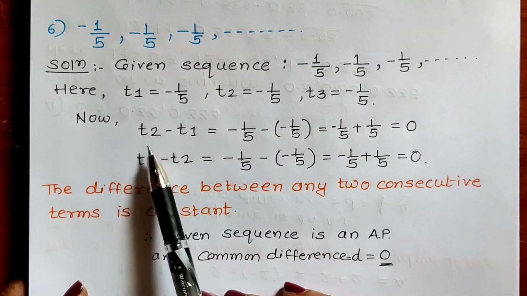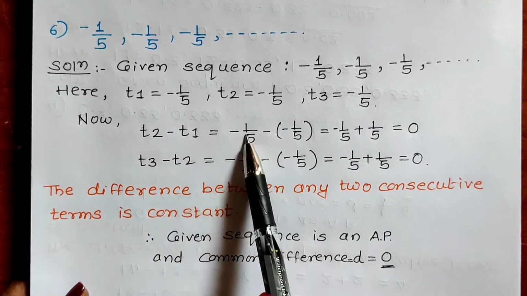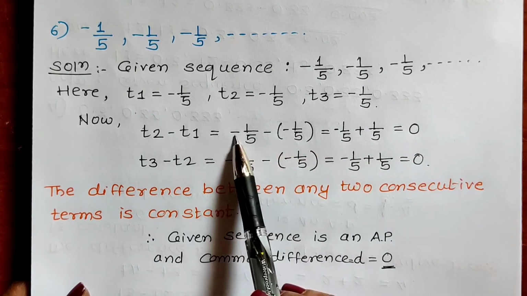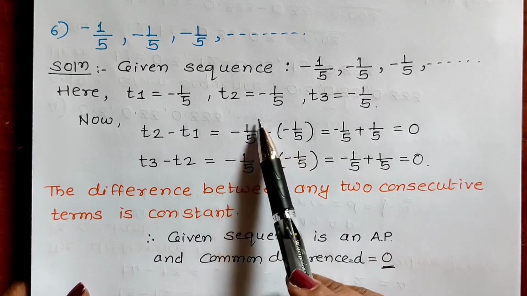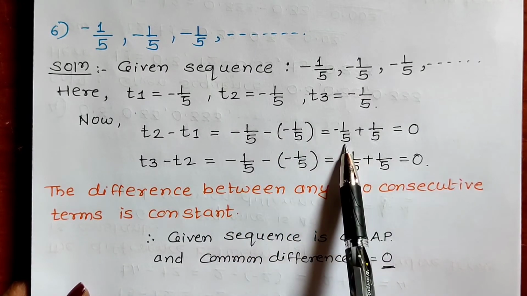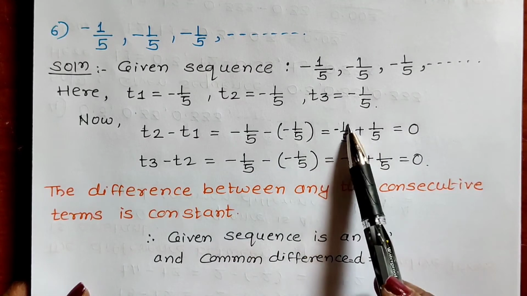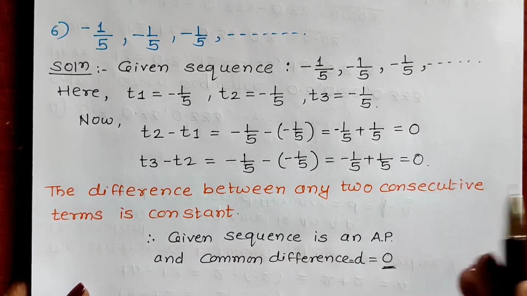Now what do we have to do? t2 minus t1, second term minus first term. The second term is also minus 1 upon 5, the first term is also minus 1 upon 5. So minus 1 upon 5 minus minus 1 upon 5. This minus 1 upon 5 is written as it is here, and minus minus becomes plus. Minus 1 upon 5 plus 1 upon 5. What will be the answer? 0.